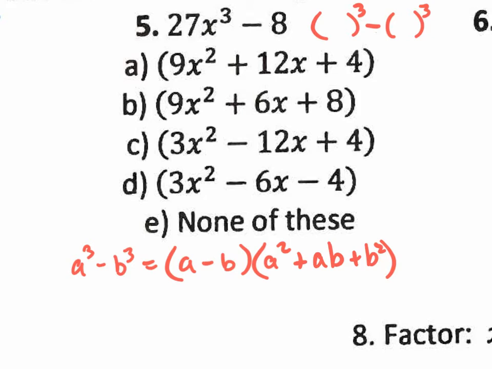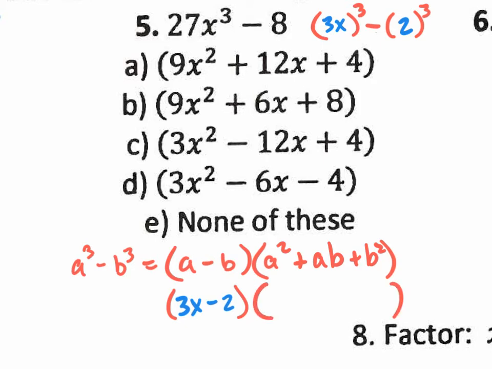So let's identify what our a value is and what our b value is. What belongs in here that would give us 27x to the third? 3x. And what could we plug in here that'll give us 8 when we cube it? 2. So this one's a little easier. What's our first binomial going to be? 3x minus 2. The first binomial will always be the same exact thing without the cubes. So it had a minus, it's going to have a minus. Now the trinomial is where it gets a little more interesting.